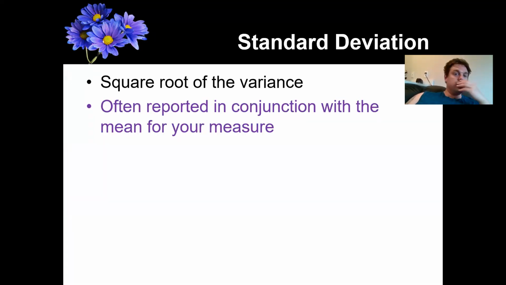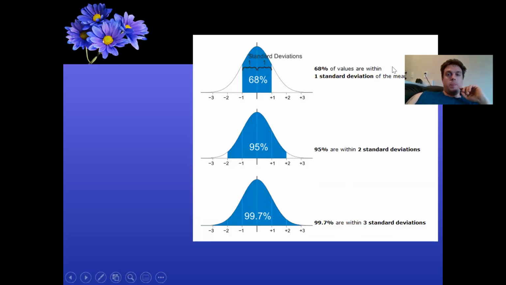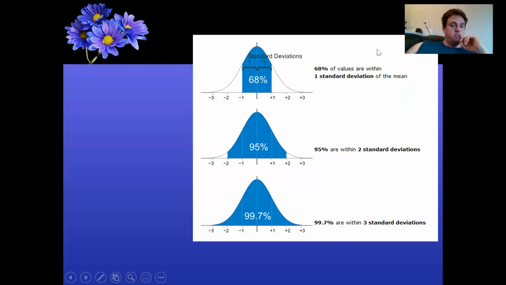Okay, so again, standard deviation, this is the square root of the variance, and it's often reported in conjunction with your mean. Standard deviation is important when it comes to normal distributions and bell curves because it tells us how much of the data falls in a certain range. So, for example, one standard deviation above or below the mean. That's what these represent here. So that's one standard deviation above, 2 above, 3 above, 1 below, 2 below, 3 below.